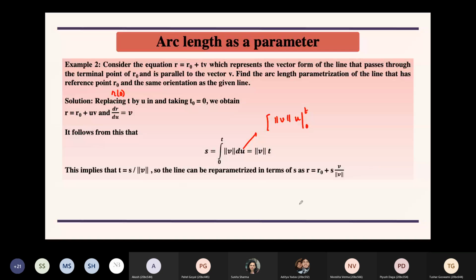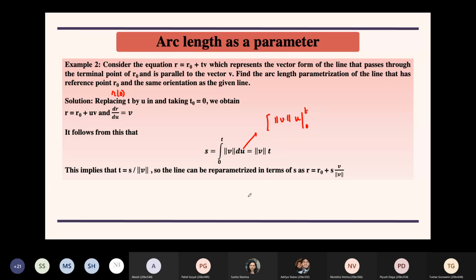So you are going to get the same line. Do not think that you are going to get a different curve. Your curve or line, whatever vector valued function it represents, is going to be the same. But you will have a different way of reaching every point. Now it will be in terms of s, where s is the arc length from a reference point to that particular point, instead of t, the parameter which we had used earlier.